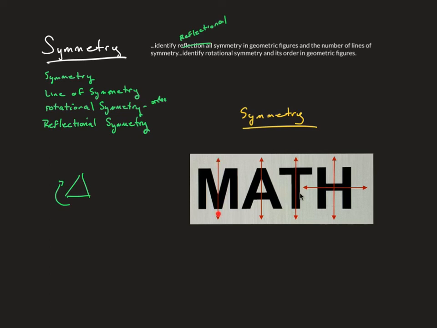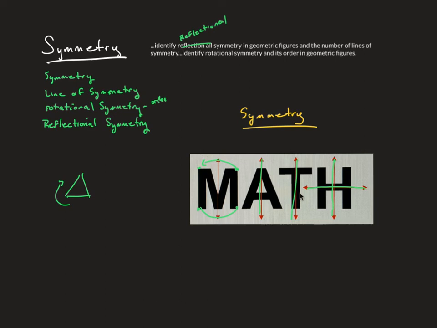If we were to draw a line straight down the center of the M, we could fold it together, and this piece would overlap. This corner maps to this corner, so it would fold in half. The same thing goes for your A here, your T here, and the H is unique because we can fold it in half this way and have it symmetric, or fold it in half this way and have it symmetric. So there's a bunch of different ways of looking at this.